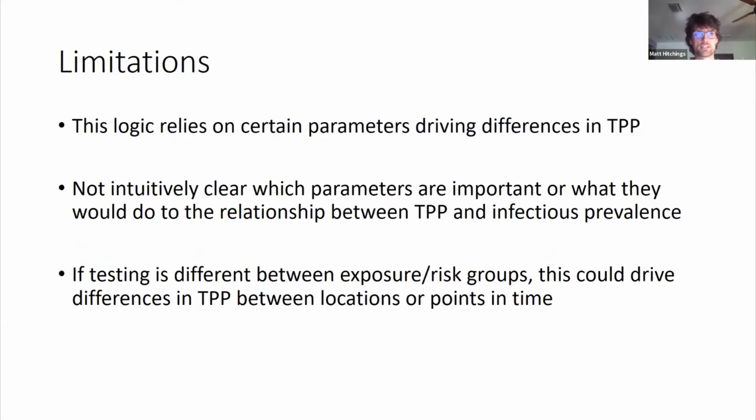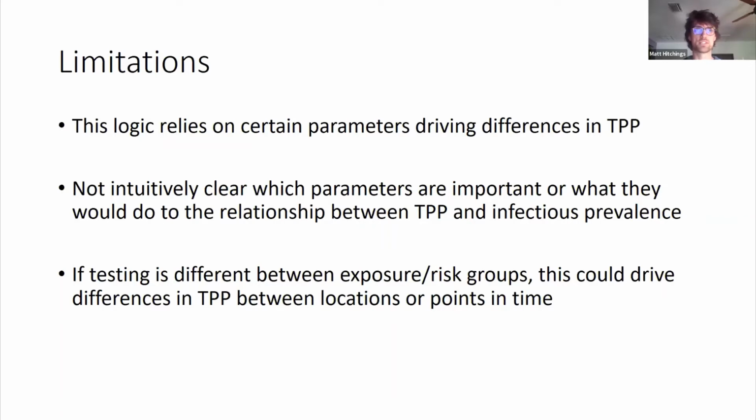So the reason I started thinking about this is because I think there are limitations to this logic. It relies on certain parameters driving differences in TPP across time. So this relies on us thinking that, oh, well, we must be testing the right people if our TPP is lower. And it wasn't entirely clear to me that there weren't other things that might affect the TPP that have nothing to do with testing. For example, testing in exposure groups like essential workers or the elderly. What happens if we restrict testing to people over 65, for example? This could definitely drive differences in TPP across time.